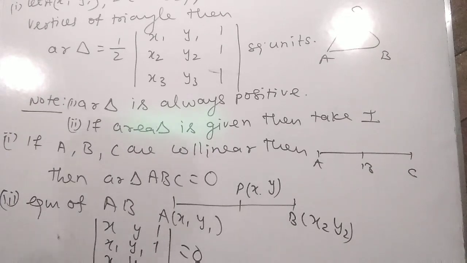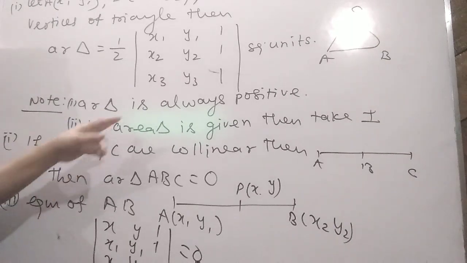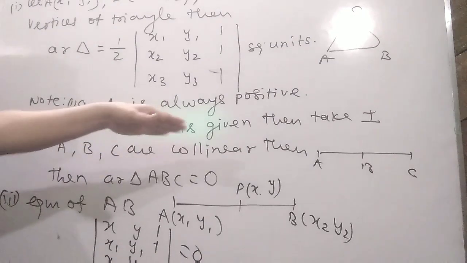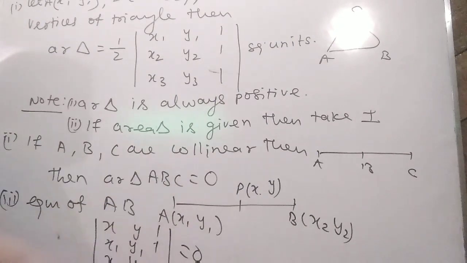So we have seen three formulas. Number one, the area of a triangle using three vertices, presented in determinant form. Area is always positive. If the area is given, then you should consider plus or minus to proceed with the question. If A, B, C are collinear, then the area of the triangle is equal to 0. Now, to find the equation of line AB, we can use this collinear points formula. Clear to you?